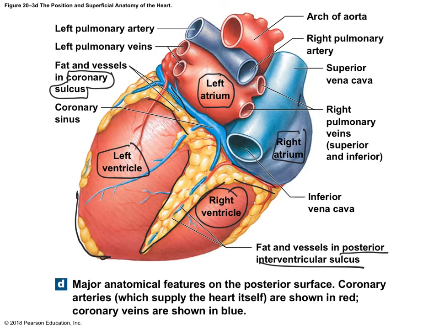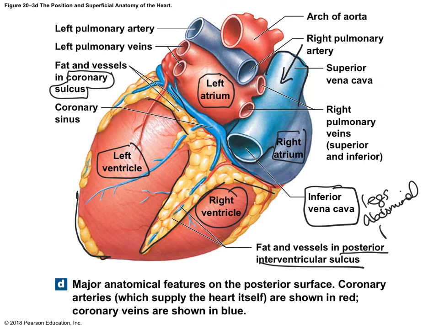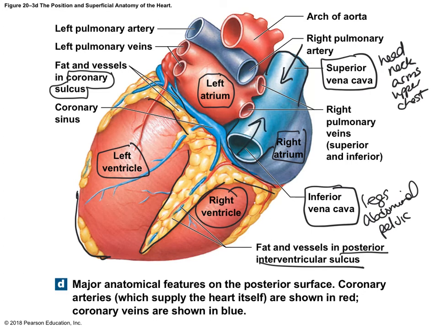So if we look at the right side of the heart, this is the superior vena cava. It's draining, like I said, your head, your neck, your arms. It's draining the blood from those areas into your right atrium. And this down here is the inferior vena cava, and that's draining your legs and your abdominal area, as well as your pelvic area. So the superior vena cava drains your head and neck and arms and upper chest. Okay, so blood's draining back into the right atrium.